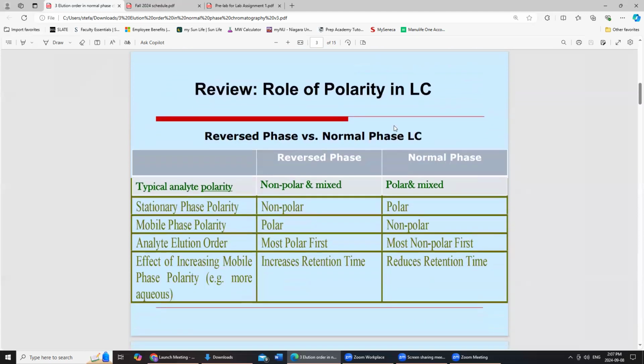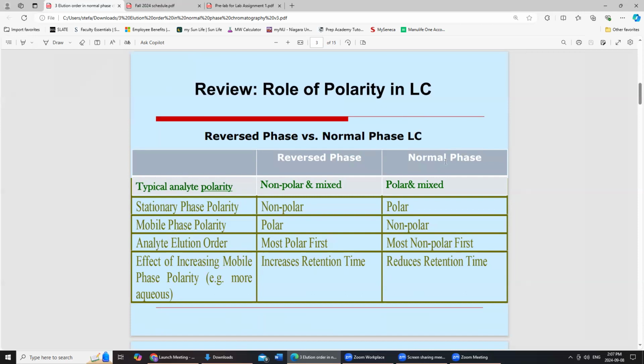So remember, what's the role of polarity in liquid chromatography? And again, this is only if the stationary phase is based on polarity. So if our stationary phase is non-polar, then that would be reverse phase chromatography, right? That means our mobile phase should be polar, and that means our elution order in reverse phase will be the most polar first. And if we increase the polarity of the mobile phase in reverse phase, we will increase the retention time of our products, our analytes.